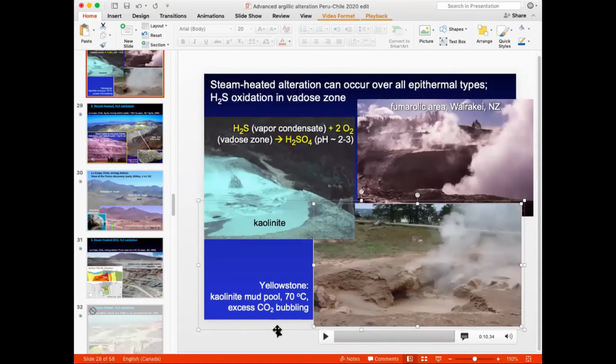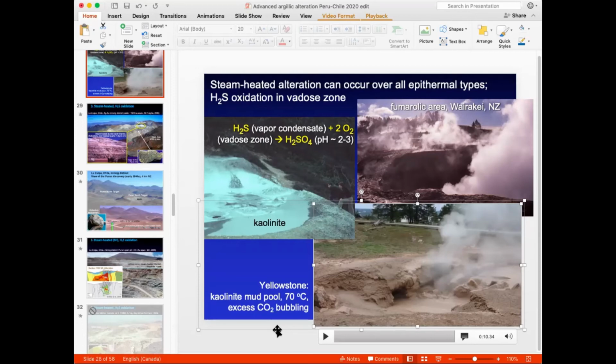And so conceptually, we can think that if there's no rainfall at all, for example in the Atacama, we might expect to have very little groundwater and therefore very little condenser to condense that vapor. And so perhaps in those cases, we'll form relatively little condensate. Whereas in some situations where there's a lot of groundwater, we may condense all of the vapor and form steam heated waters.